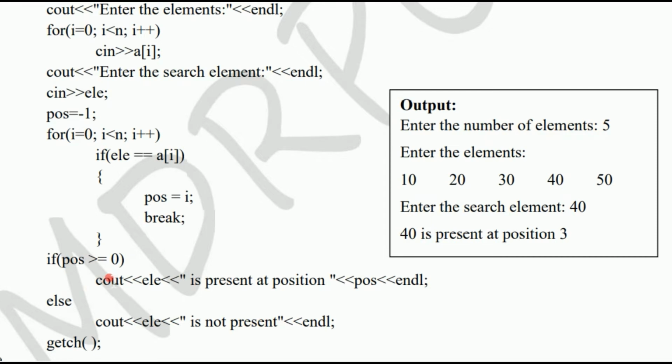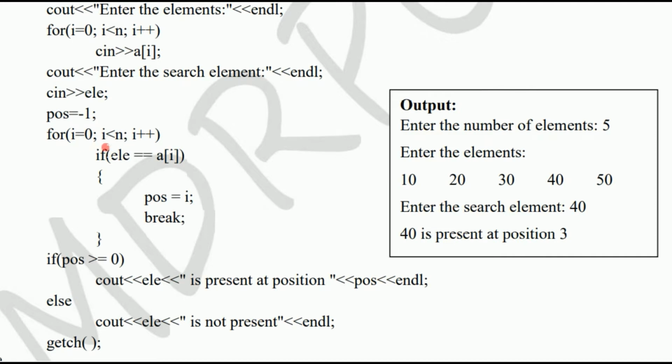If position is -1 only, the meaning is the element is not present. If the position is other than -1, then position is having some value, which means the element is in the array. For example, we will take these values and try to find it once again. So POS is equal to -1.